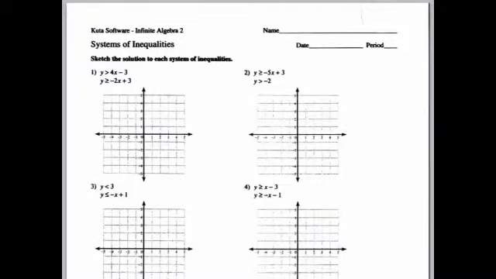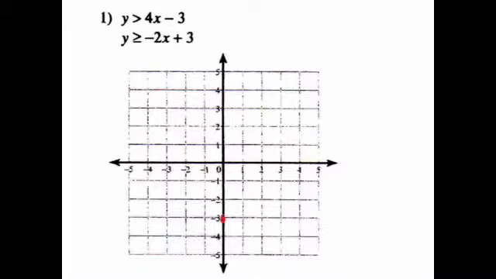Alright, time for the systems of inequalities solutions. On each of these, you're just going to graph both of the inequalities on your coordinate plane here, and then add in your shading, and the part that gets double shaded is where your answers are. So I'm going to graph this first one.